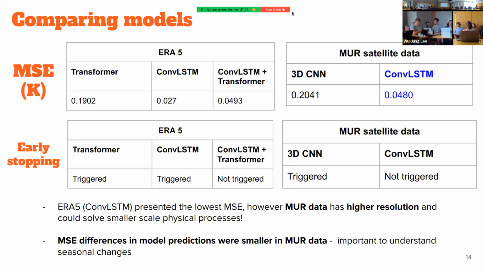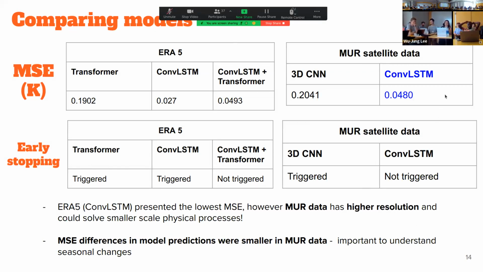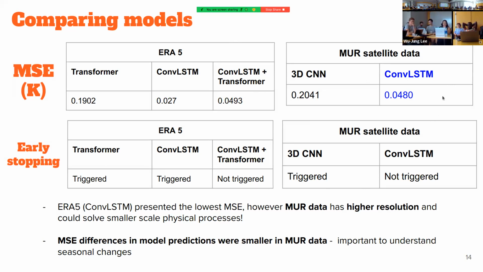So basically, comparing the models, we could see that if we use the more satellite data, we were able to get a good MSE value for the convolutional LSTM. Although if we compare with the ERA5 reanalysis, you can see that the value for MSE was lower. But something that we need to keep in mind is that the Moore data is higher resolution data, and we could solve a smaller scale physical process with that.